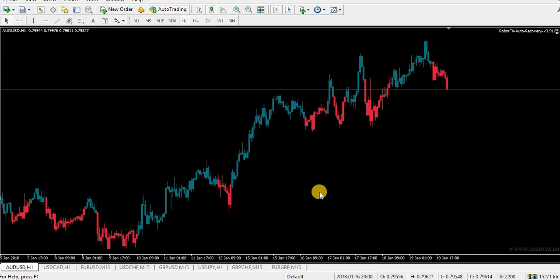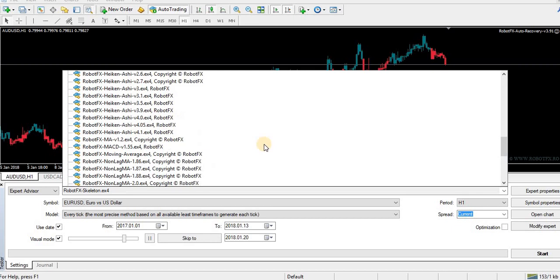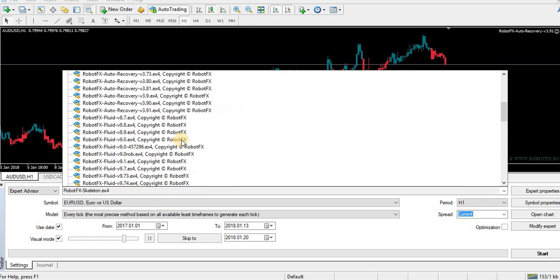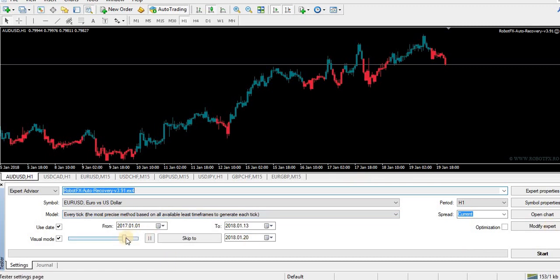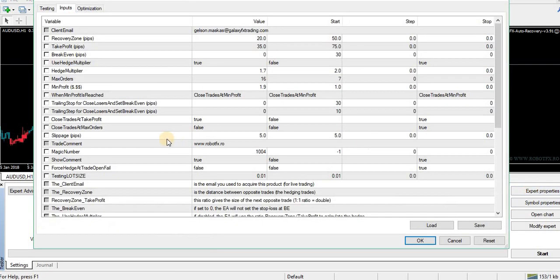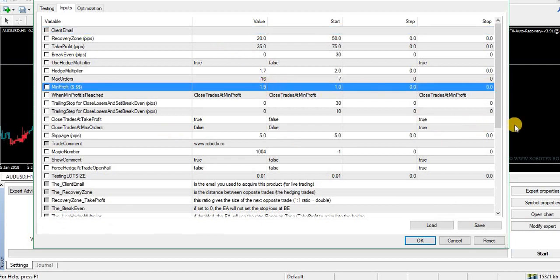Now, I'm going to open the strategy tester because it's a weekend and I cannot show you live or demo how the auto recovery works. But I'm going to explain it in the strategy tester, and there are many versions of the robot auto recovery here. Sorry about that.